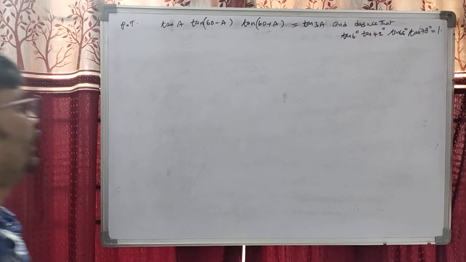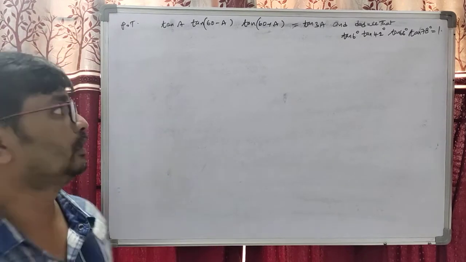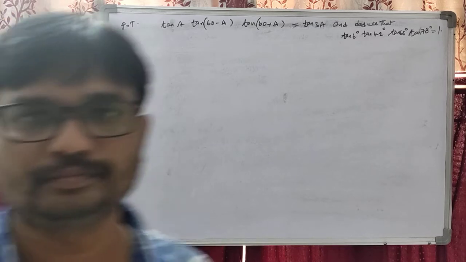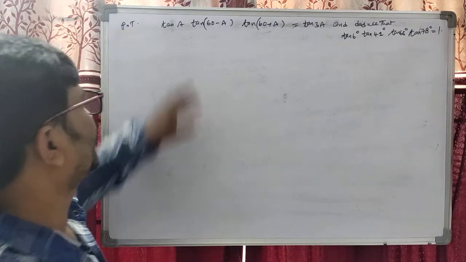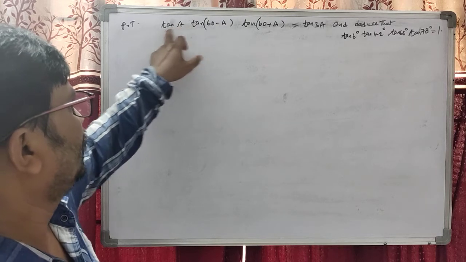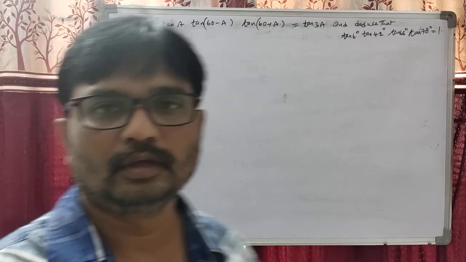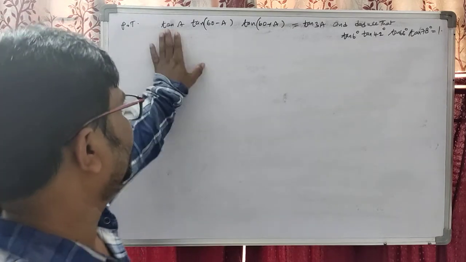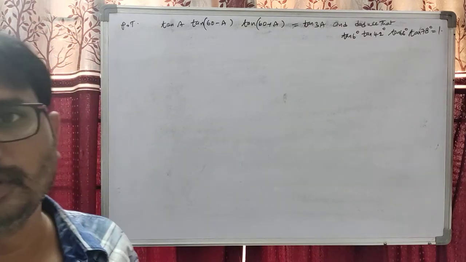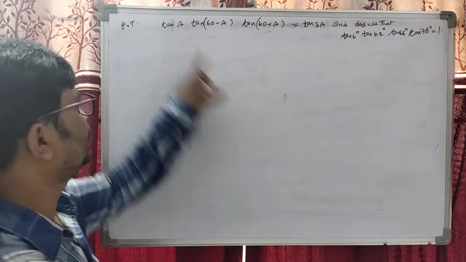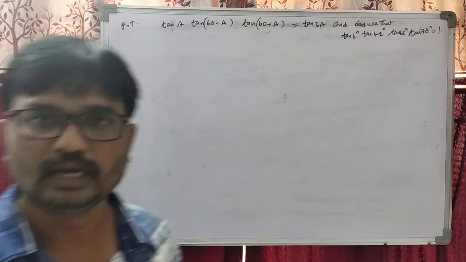Dear students, tan a into tan(60 minus a) into tan(60 plus a) is tan 3a only, but not 1 by 4. Similarly, we can take 120: tan a, tan(120 minus a), tan(120 plus a) is also tan 3a. Tan a, tan(240 minus a), tan(240 plus a) is also tan 3a. Likewise, tan a, tan(300 minus a), tan(300 plus a) is also tan 3a.